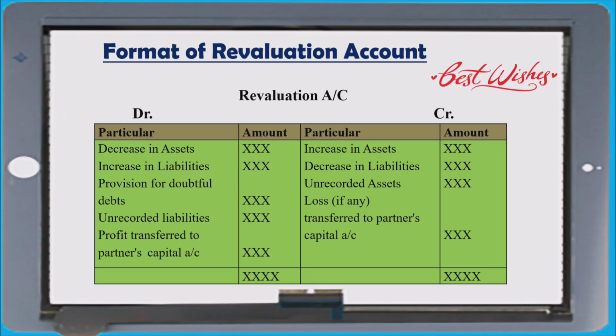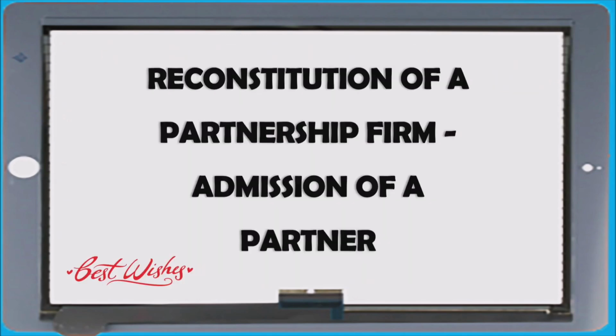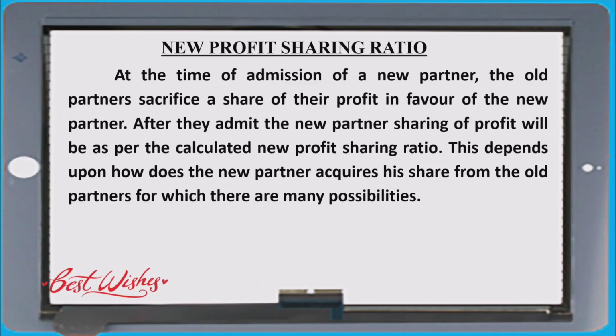6-mark question. Revaluation account credit side: increase in asset, decrease in liability, unrecorded asset comes; decrease in asset, increase in liability, and provision for doubtful debts. Then unrecorded liability will come in the debit side, and the balance will be shared. Admission of a partner, you have to remember the calculation of new ratio.